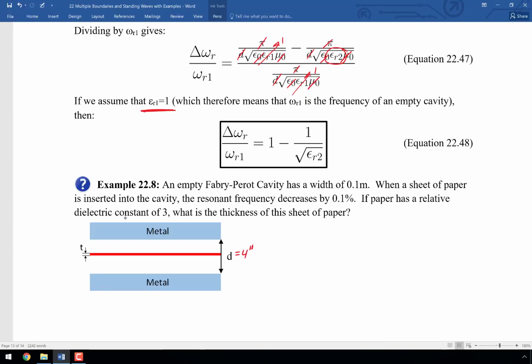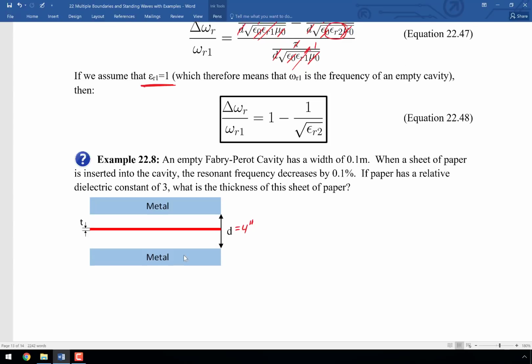When a sheet of paper is inserted into the cavity, we can detect that sheet of paper. The resonant frequency decreases by 0.1%. If paper has a relative dielectric constant of 3, then what is the thickness of this sheet of paper? So we're going to insert, and I've shown it in red here, that red thickness t, how much of that is going to be the thickness of the sheet of paper?